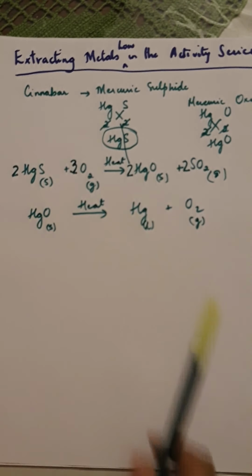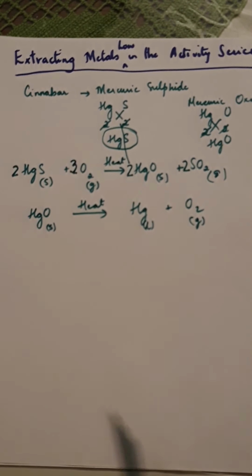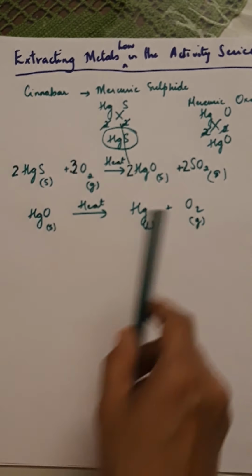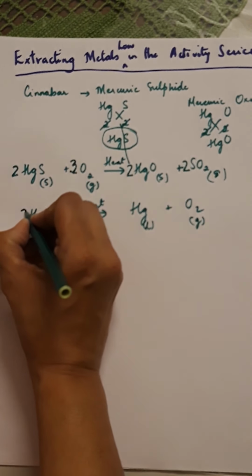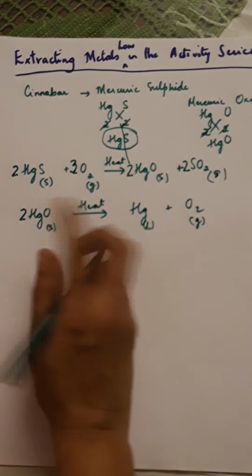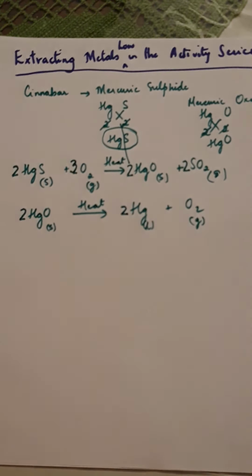1 Hg here, 1 Hg on the right. 1 oxygen on the left, 2 oxygens on the right. So to make it 2, you write 2 here. When you write 2 here, Hg gets 2, so you write 2 here.